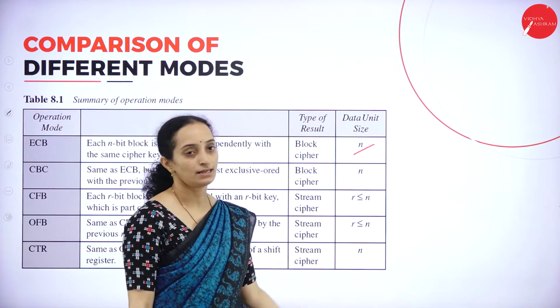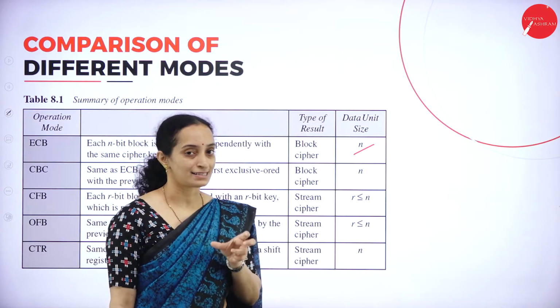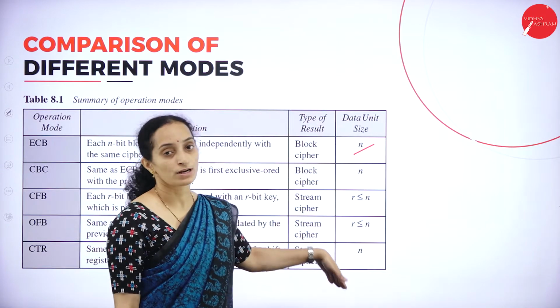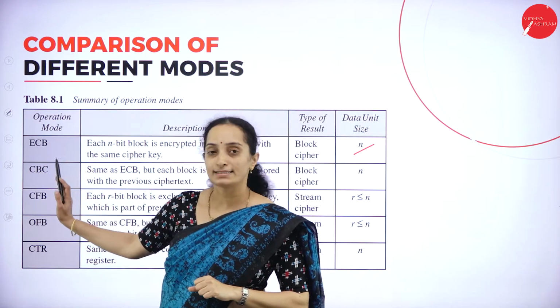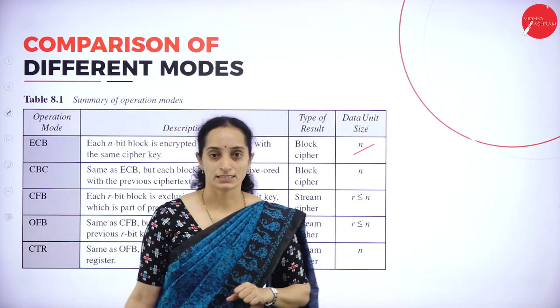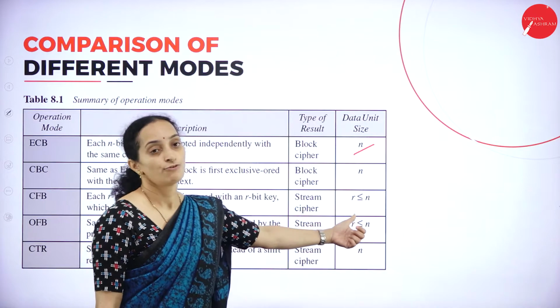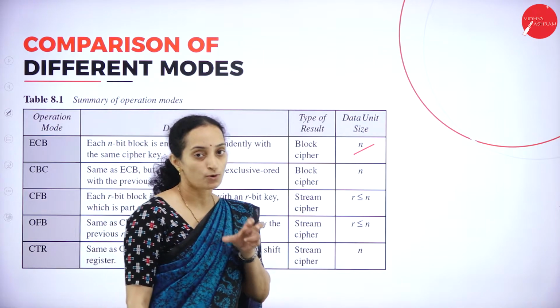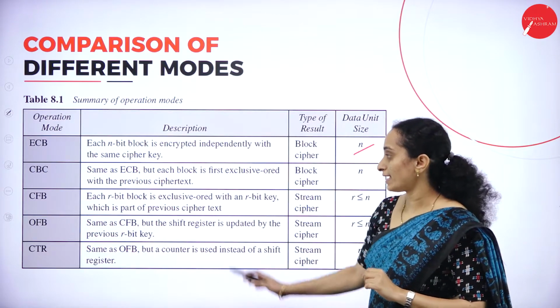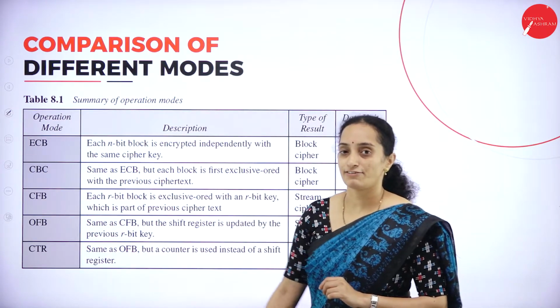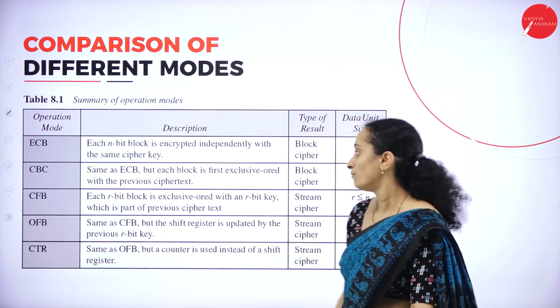Since they use feedback and fewer bits, for more number of bits we can use these three modes, that is the ECB, CBC and CFB, whereas for chunks of blocks where bits are fewer for propagation, in such a case you can use the CFB and the OFB modes.